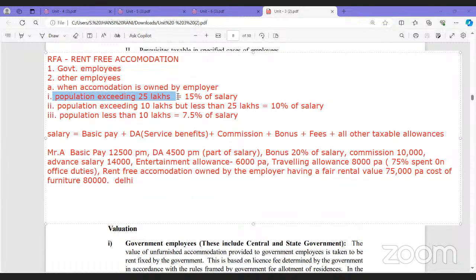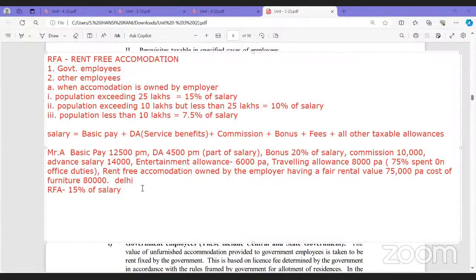When population is exceeding 25 lakhs, I have to take 15% of salary. That rule I have to remember. So I will find out RFA like this. Rent-free accommodation, below that, the rule is 15% of salary. Why? Because he's staying in Delhi and Delhi has a population of more than 25 lakhs. Then salary means what I said. This is the formula. Salary means this all will come.